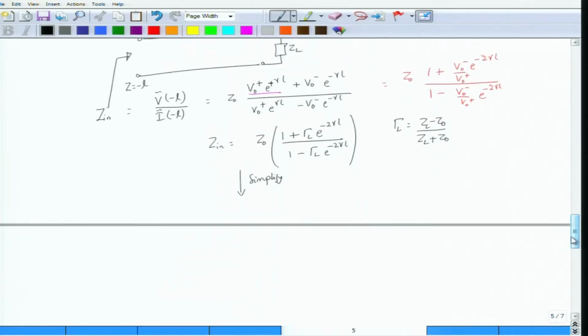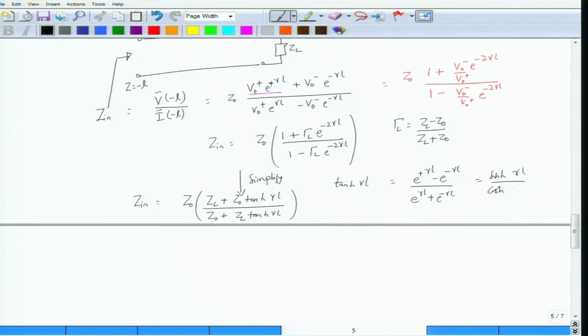So, when you simplify this, what you get is the input impedance to be equal to Z0 into ZL plus Z0 tan hyperbolic gamma L divided by Z0 plus ZL tan hyperbolic gamma L, where tan hyperbolic gamma L is actually given by e power plus gamma L minus e power minus gamma L divided by e power plus gamma L plus e power minus gamma L. This is actually the ratio of hyperbolic sin gamma L to hyperbolic cos gamma L.